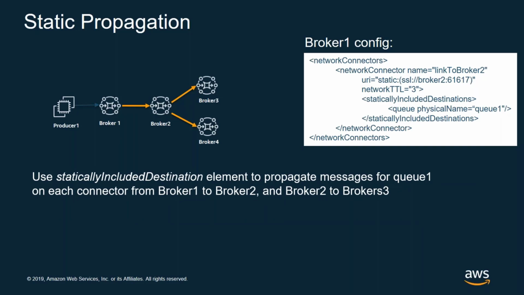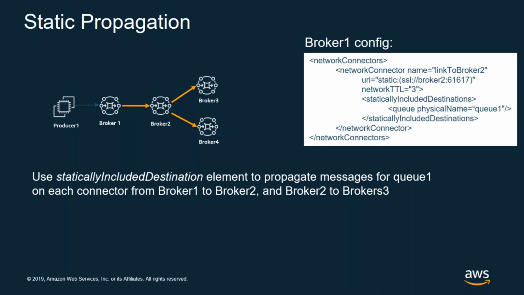So if you look at the configuration on the right that shows an example, it shows the link to broker 2, which is the configuration for broker 1 showing a connection to broker 2. It gives you the URI where that broker is and the network TTL, but it has this statically included destinations element, which defines that Q1 is actually found on that connector.